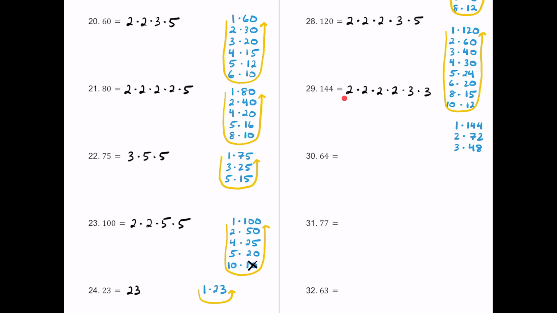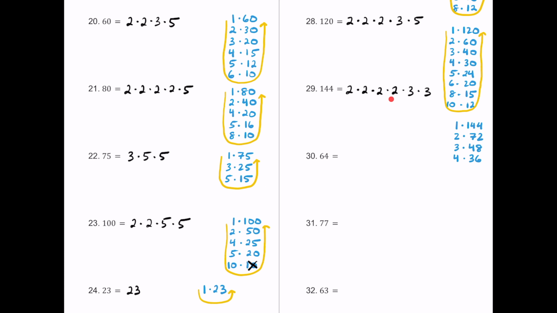There is a 4 here, so here's the 4, and then combine the rest of these. So 2 times 2 is 4, times 3 is 12, times 3 is 36. So we have 4 times 36. There's no 5. 5 is prime, it would be there, but it's not.